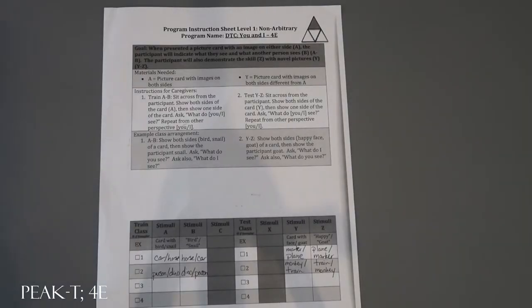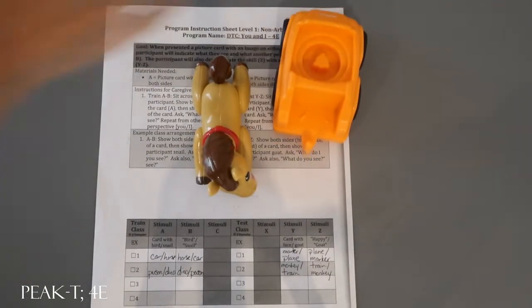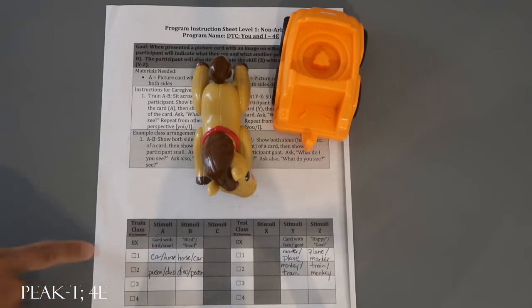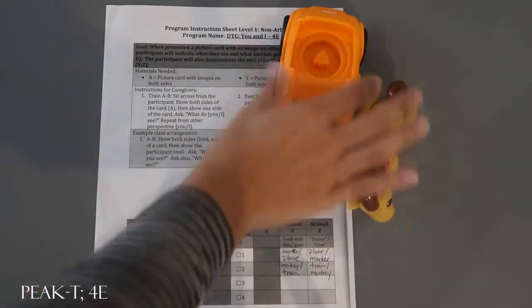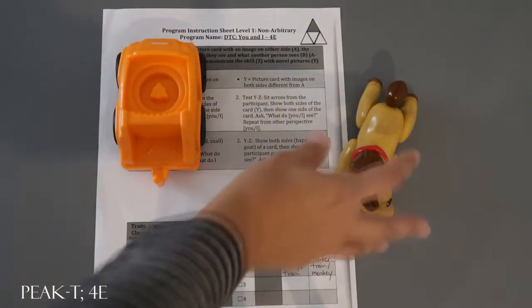This is Peak Transformation U&I 4E, and this is just a material sample for what you could do for this program. For stimuli A and B, we did a mix of just toy pairings. So we have a horse and a car, and that goes for train class 1. So a car and a horse can go one way, or you could flip it and put the divider and have it go the other way.